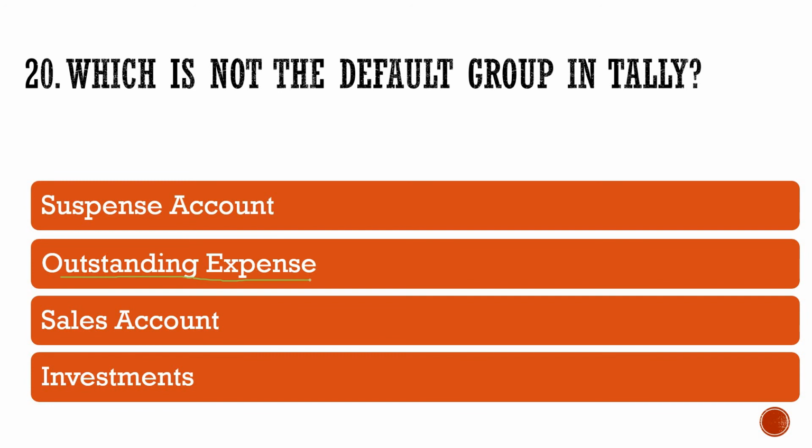In my next coming video, I will explain how to create groups in Tally. Suspense account Tally has given us, sales account has been given, and investment has also been given to us by Tally. So which is not the default group in Tally? The correct answer is outstanding expenses.